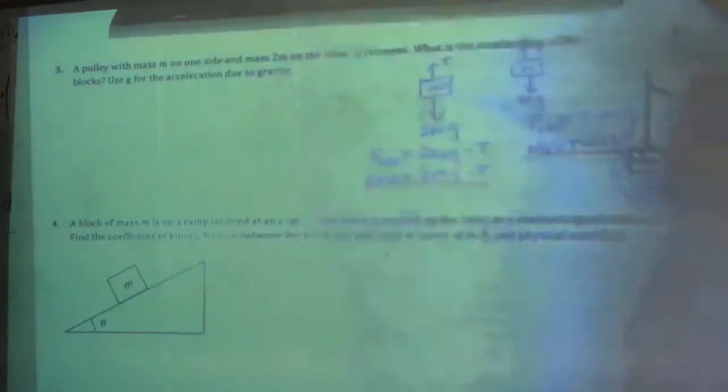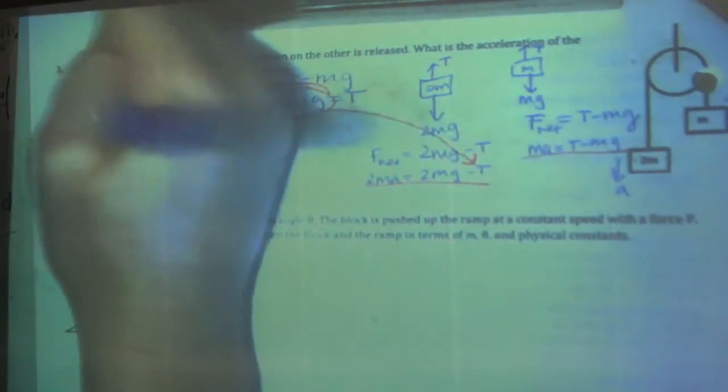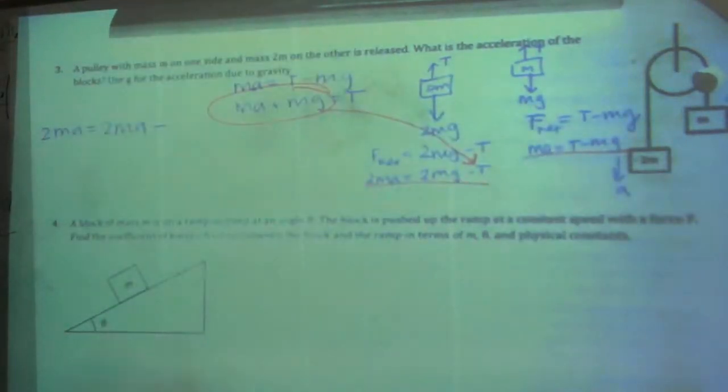I'm going to rewrite this over here. So this is ma equals T minus mg. So then I'm going to add the mg over. I have ma plus mg equals tension. And now that I have tension, I can substitute that in for the T right here. So 2ma equals 2mg minus tension. So minus the ma plus the mg.